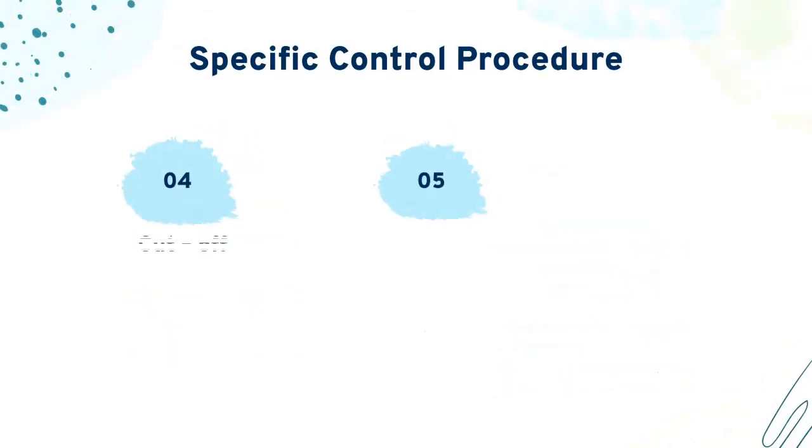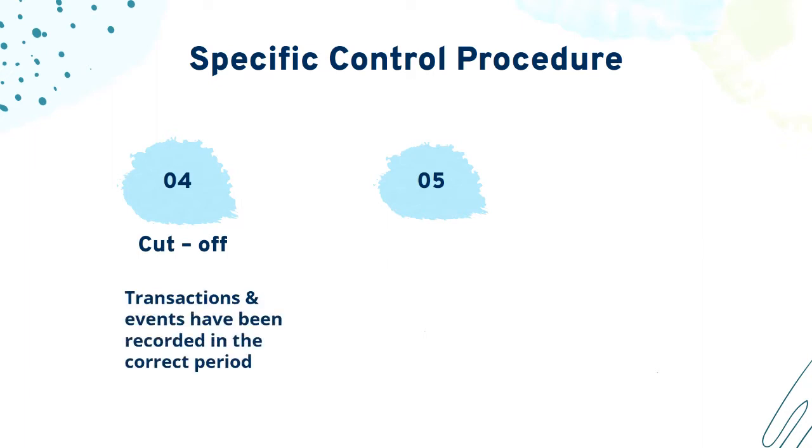It is the cut-off. Cut-off is that transactions and events have been recorded in the correct period. All transactions need to be recorded as soon as the transaction happened. As an example, employees need to record the date when the company received the cash from sales.